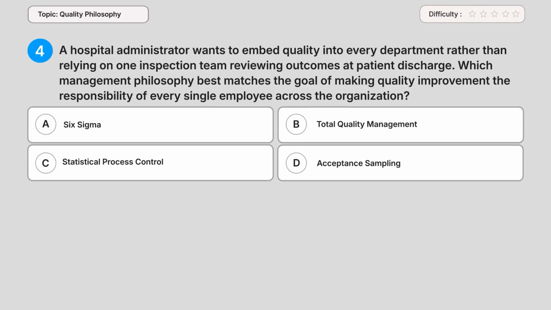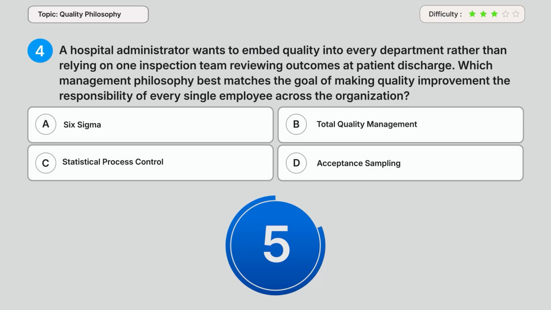4. A hospital administrator wants to embed quality into every department, rather than relying on one inspection team reviewing outcomes at patient discharge. Which management philosophy best matches the goal of making quality improvement the responsibility of every single employee across the organization? A. Six Sigma. B. Total quality management. C. Statistical process control. D. Acceptance sampling.